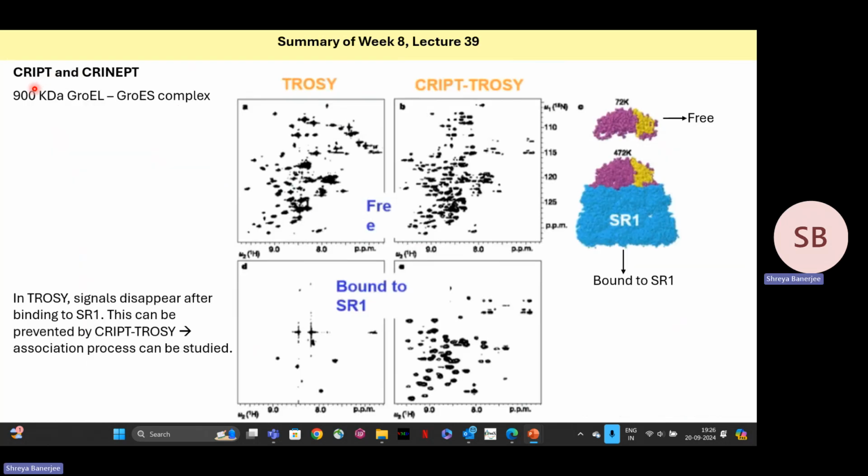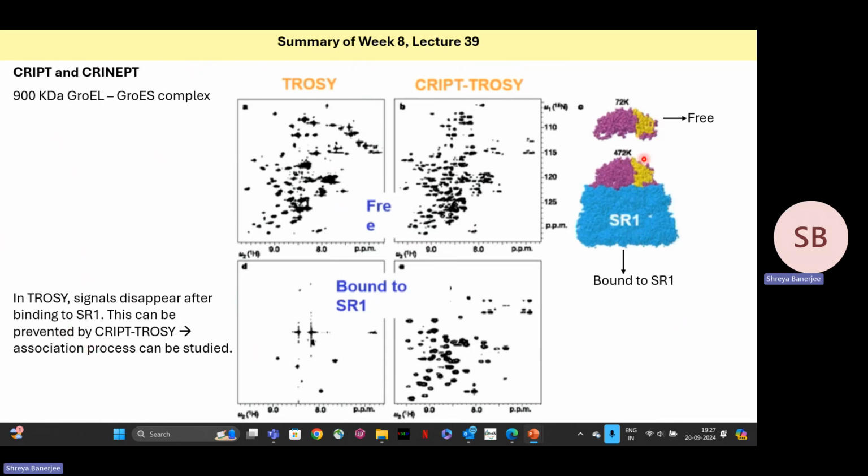There is another experiment. It's called CRYPT or CRINEPT. Basically, what happens in that is that suppose you have an aggregate like this. So this is the free protein, which has a molecular weight of only 72 kilodalton. But when it is binding to another protein called SR1, the molecular weight greatly increases to 472 kilodalton. In this case, what happens? So tau C will also increase accordingly.